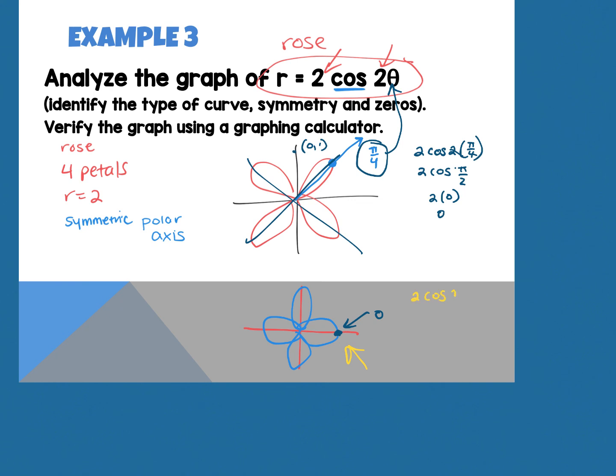2 cosine 2 times 0 would be 2 cosine at 0. The cosine at 0 is 1. 2 times 1 is 2. Now I found my petal. So I know it goes here. If it goes there, it has to come over here because roses in general are symmetric. And then whatever happens on the bottom is going to happen on the top. So I would plug in at pi over 2, I would plug in at pi, I would plug in at 3 pi over 2. And I should have a 2 at each of those points. And then I have found all 4 petals.